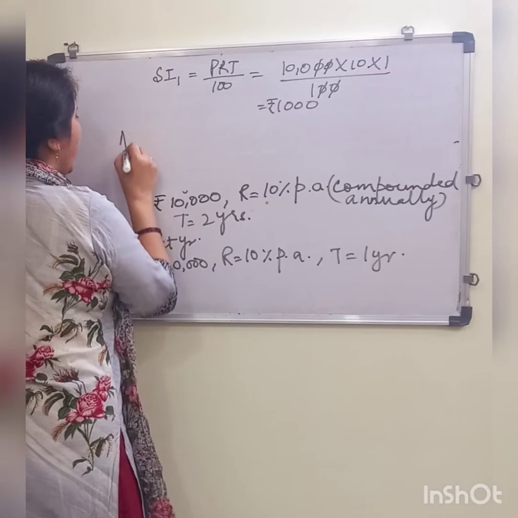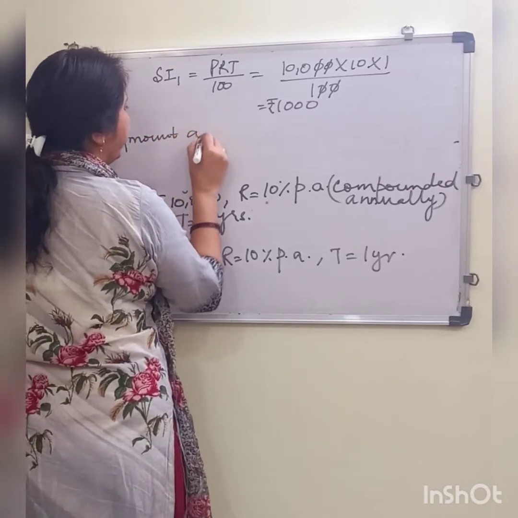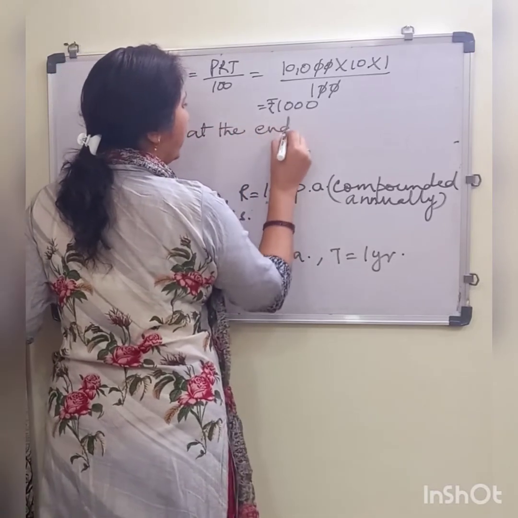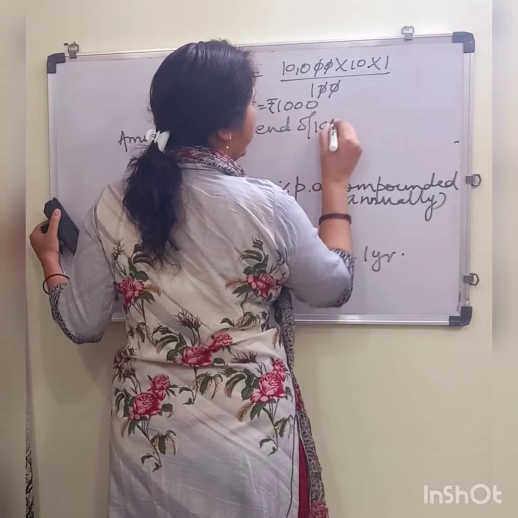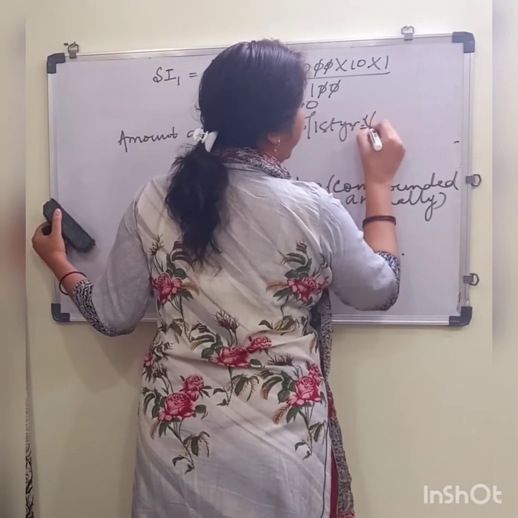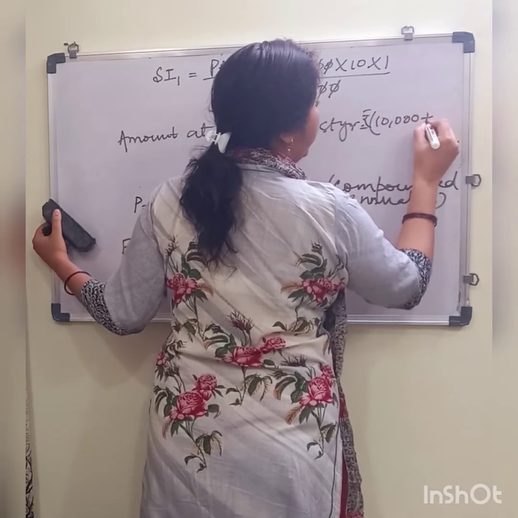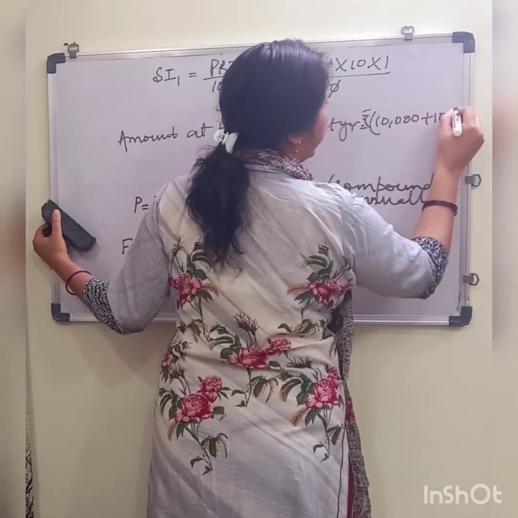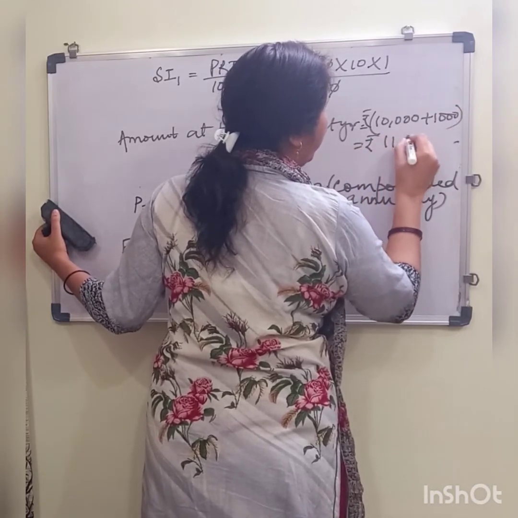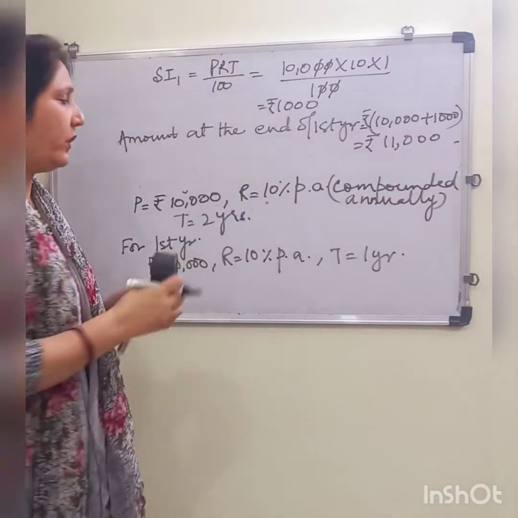So now we write amount at the end of first year is rupees 10,000, which was your principal, plus 1,000. So children, it becomes rupees 11,000. This is your amount of the first year.